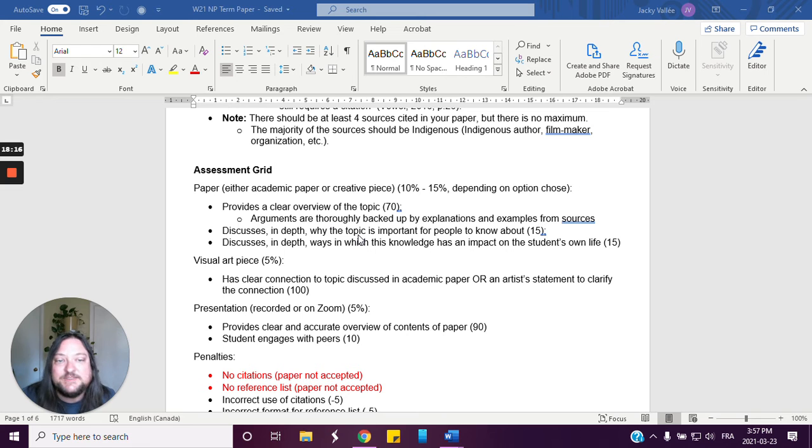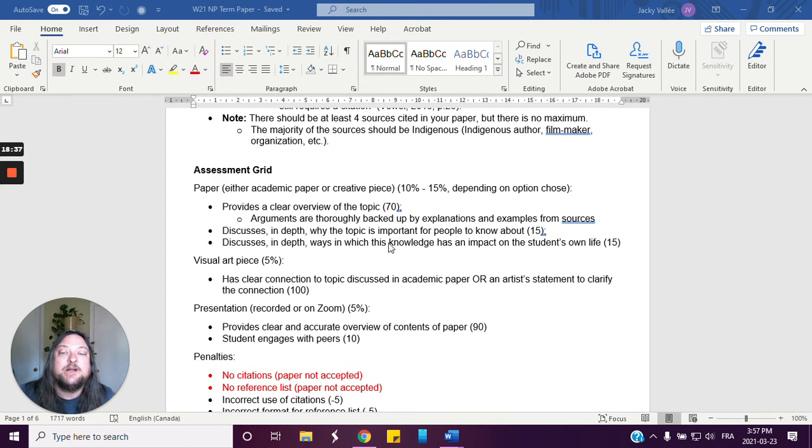You're going to go into a bit of depth. If I'm giving 15 points out of 100 for this, it's a clue that it's still significant. You wouldn't just write like one line. And then the last point too: how does this knowledge have an impact on your own life, right? So again, 15 and 15 here, for a total of 100.